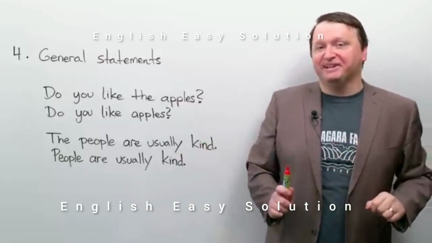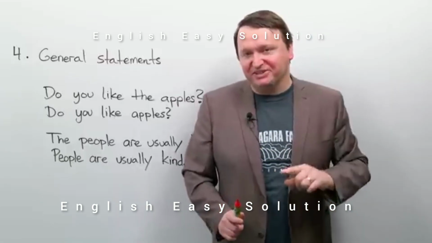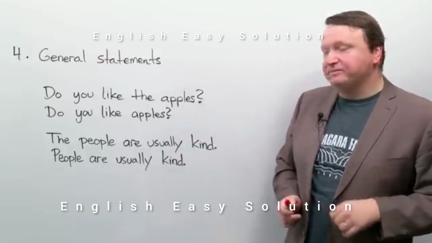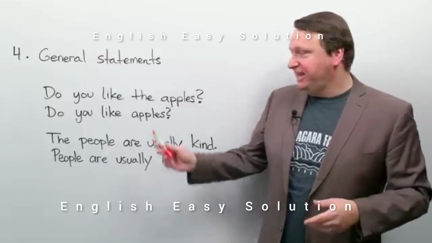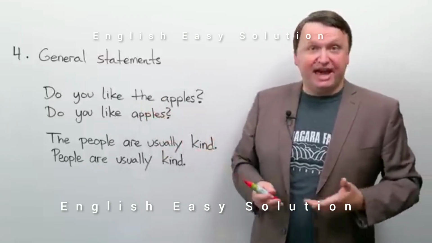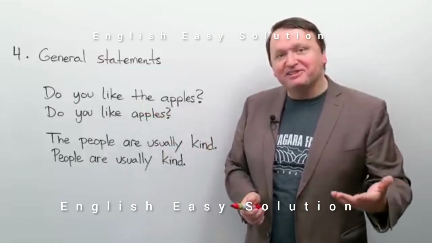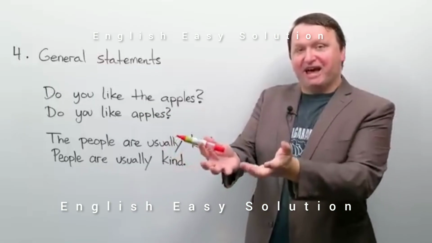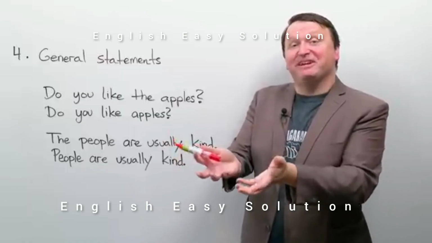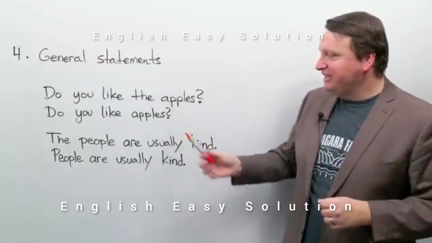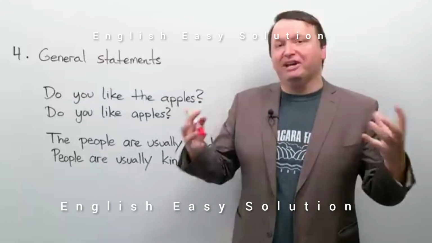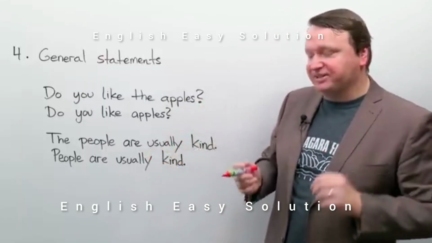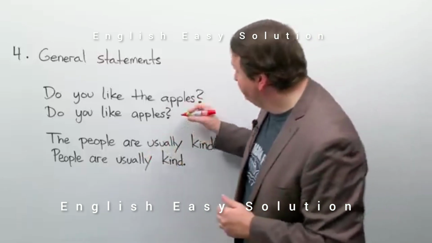With that in mind, let's practice with these two examples. Do you like the apples? Or do you like apples? Now, this one, do you like the apples? It is possible if the person gives you a bunch of apples, very specific apples, right? But if you mean apples in general, like all apples, the answer is, do you like apples?